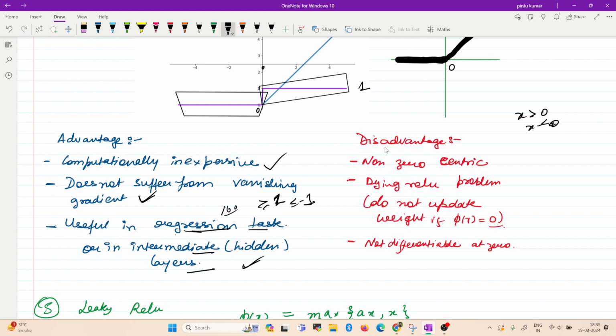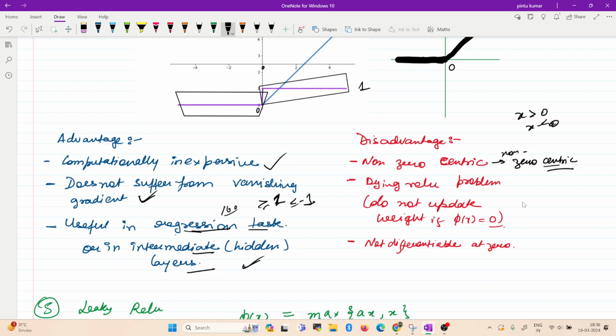So what are the disadvantages of your ReLU activation function? Again, this function also is not zero centric. Okay. So again, you will face the same issues that any non-zero centric function would face. So this is one disadvantage. Second problem is known as dying ReLU problem.